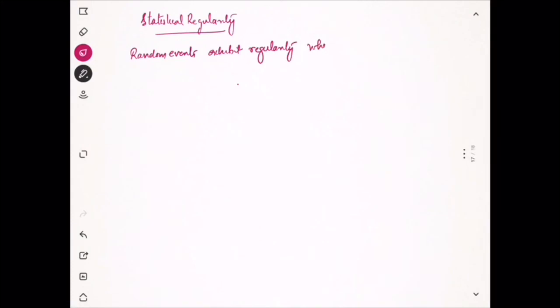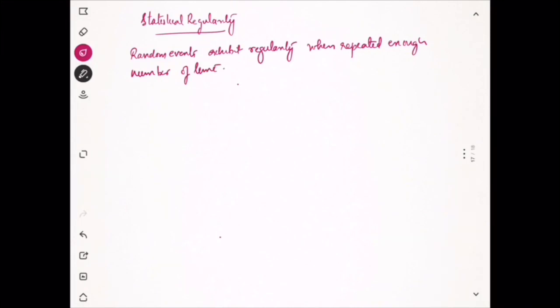So the next topic is statistical regularity. What do you mean by statistical regularity? It is a notion in statistics that random events exhibit regularity when repeated enough number of times.